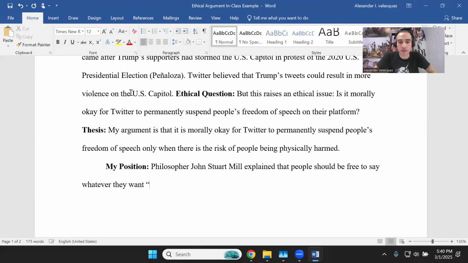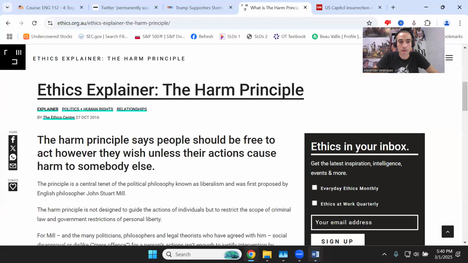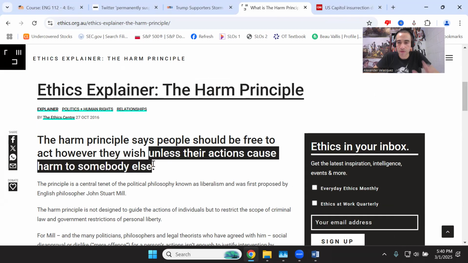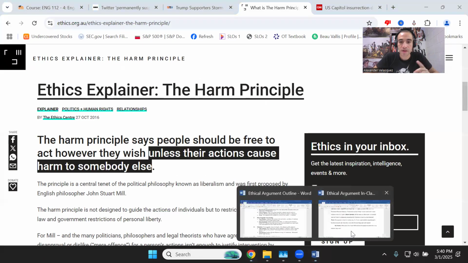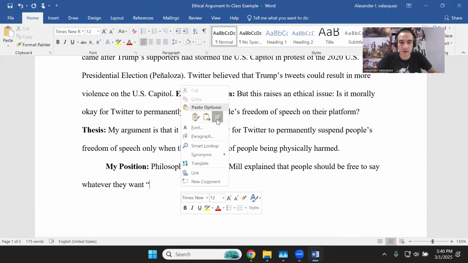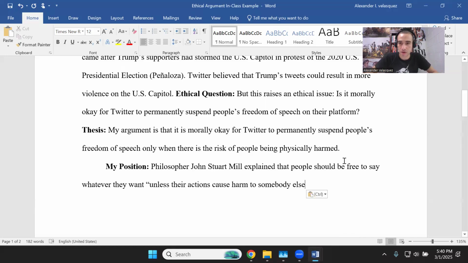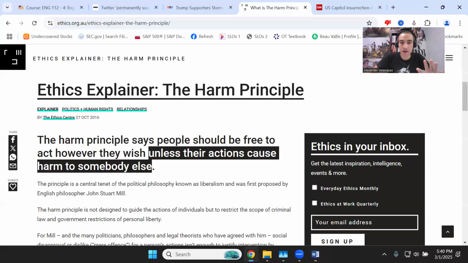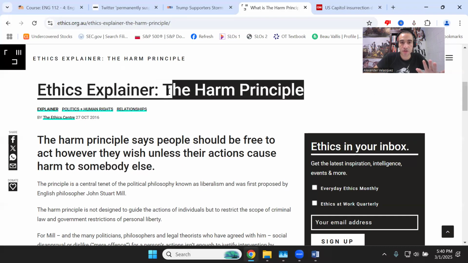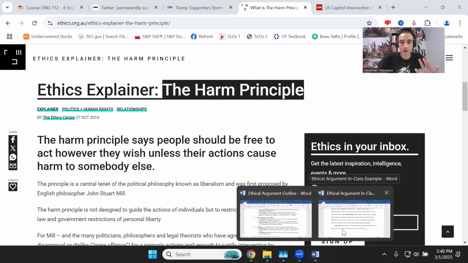And now what I'm going to do is a direct quote. So it says, unless their actions cause harm to someone else. People should be able to say whatever they want unless their actions cause harm to someone else. So I'm going to copy this and paste this here. Unless their actions cause harm to someone else. Okay, so now again, since I'm using a quote from this website explaining John Stuart Mill's harm principle, I'm going to do the works cited for it.